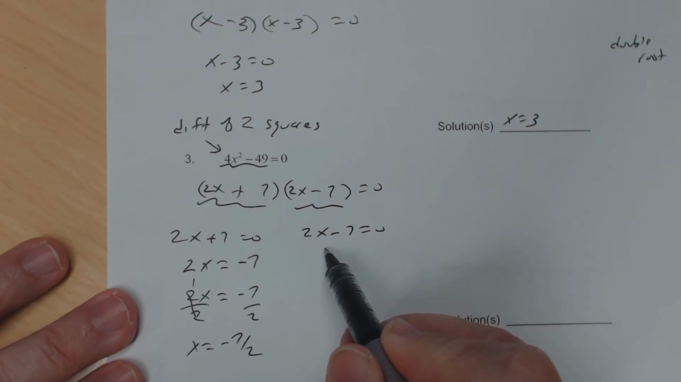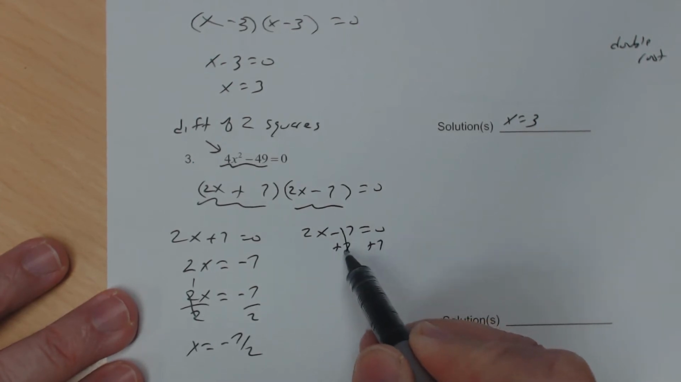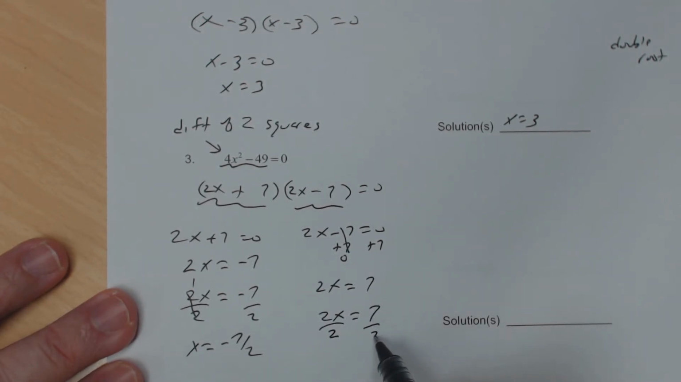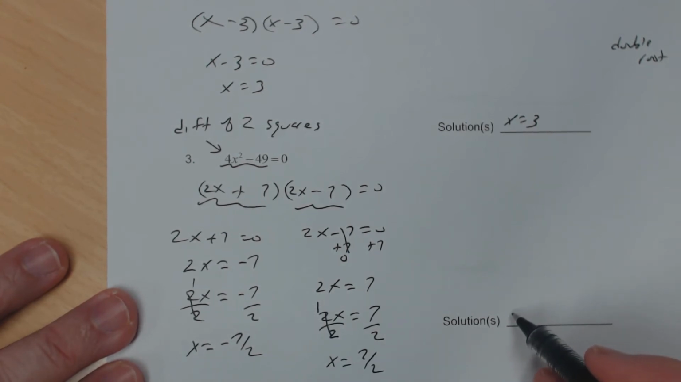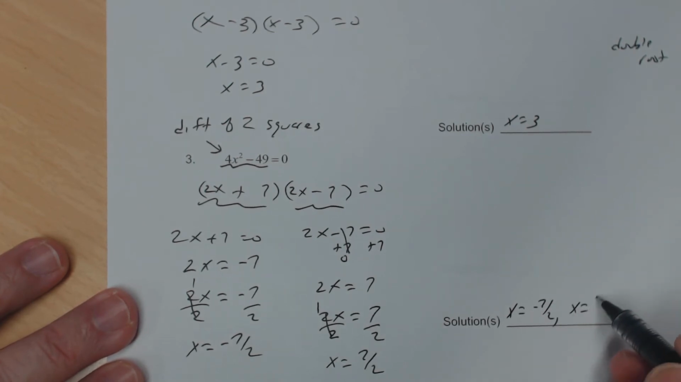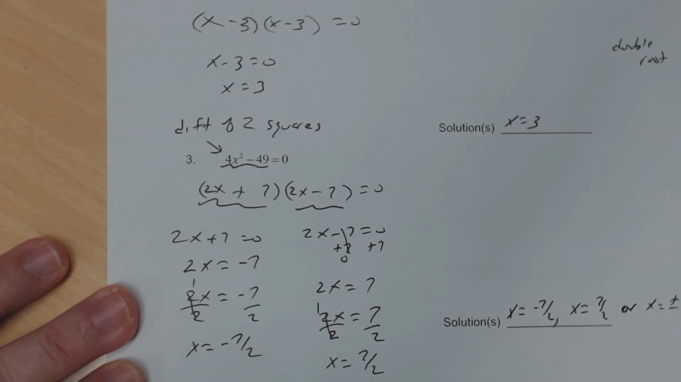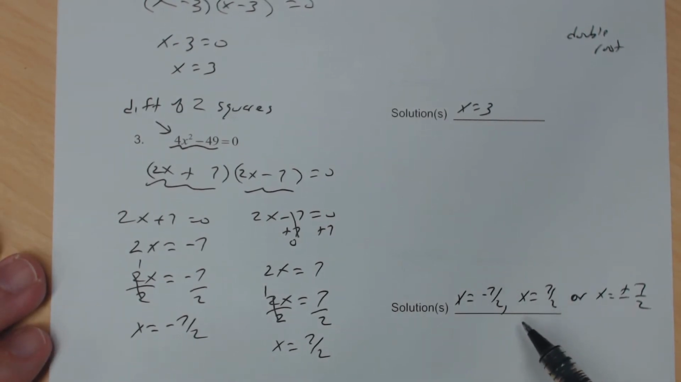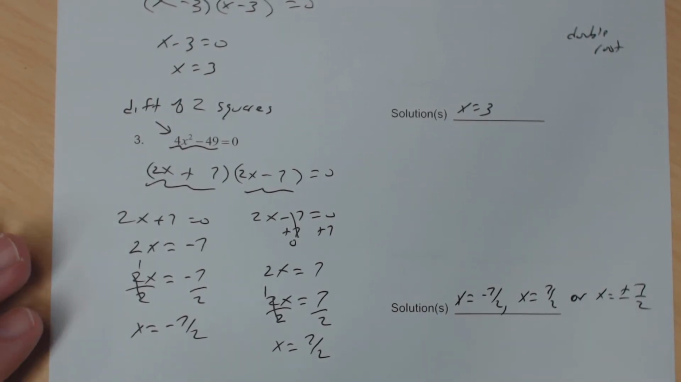So that's one of your solutions. Over here, add 7 to both sides. 7 and negative 7 is 0. 2x equals positive 7. Divide both sides by 2. 2 divided by 2 is 1. 1 times x is x. I get x to be 7 halves. So your solutions are x equals negative 7 halves, comma, x equals positive 7 halves. Or you can say x equals plus or minus 7 halves because they're opposites of each other. So a negative 7 halves and a positive 7 halves are opposites, so you can write it like this if you want to.